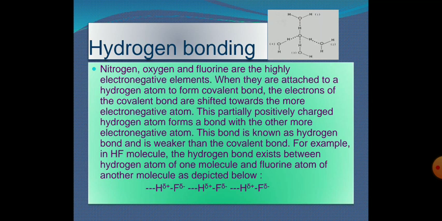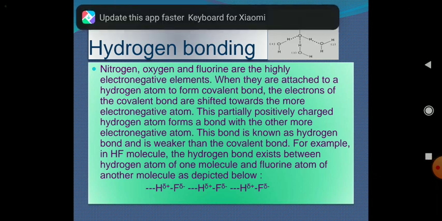And now, if we consider hydrogen bonding, nitrogen, oxygen and fluorine are highly electronegative elements. When they are attached to a hydrogen atom to form a covalent bond, the electrons of the covalent bond are shifted towards the more electronegative atom. You can notice the diagram shown in the present slide, how a hydrogen bond is formed in the case of the water molecule. Similar things can happen also in the case of nitrogen and fluorine.